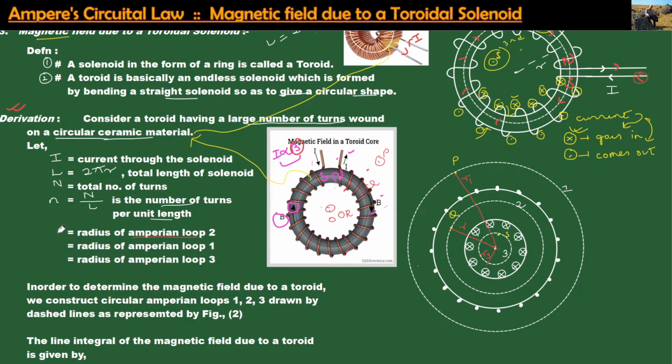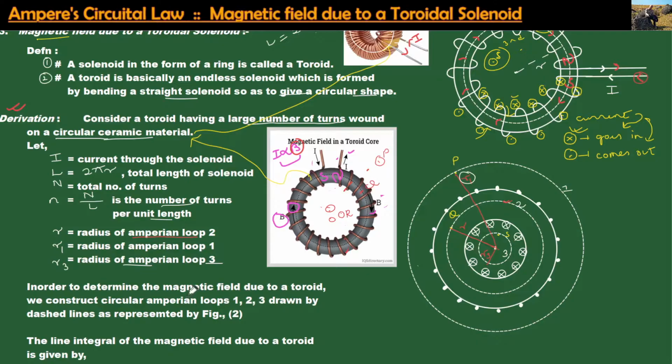So over here, this is the second Amperian loop, with respect to point Q on the interior of the toroid. The radius of the second Amperian loop inside will be R. The radius of the first Amperian loop is R1. And let R3 be the radius of the third Amperian loop.